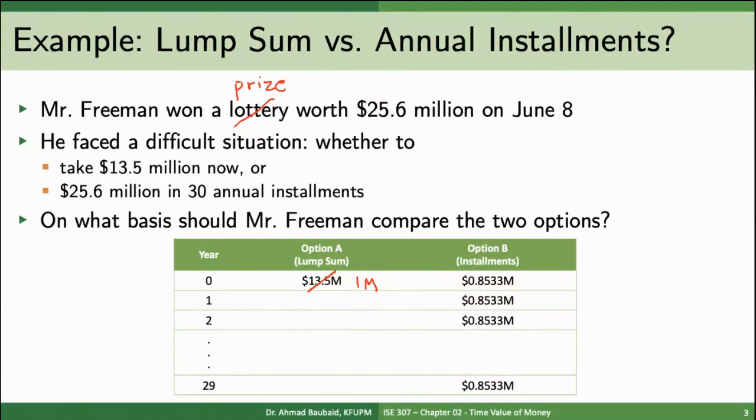Now, one more thing. So let's suppose this is 23 million, let's say, instead of 1 million and instead of 13.5 million. Again, hopefully this is the final poll. Which one would you choose?